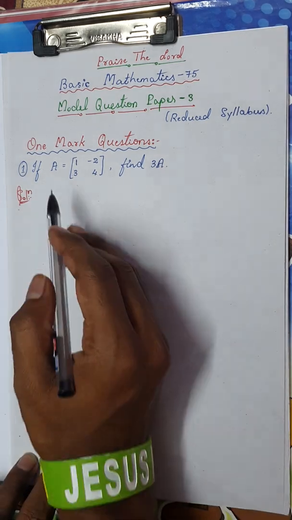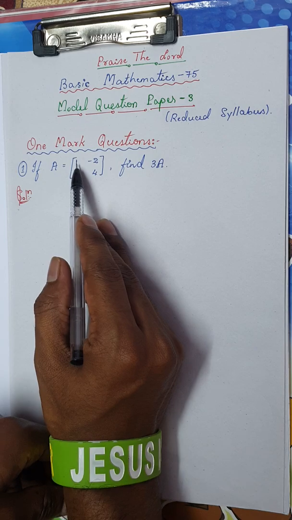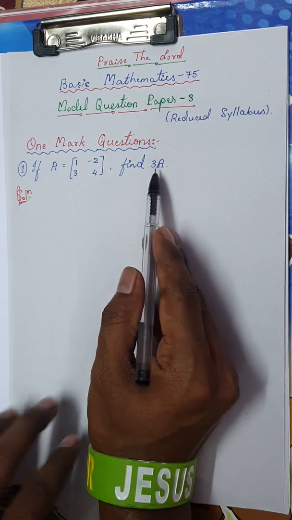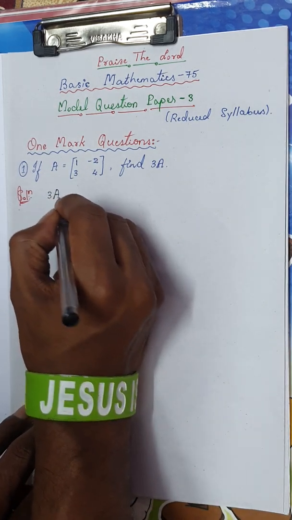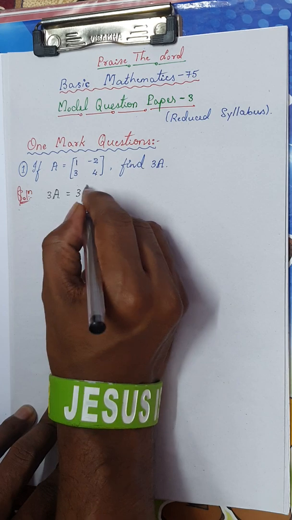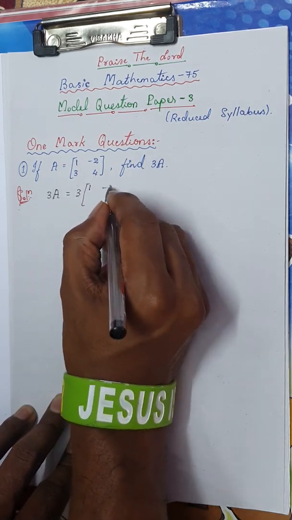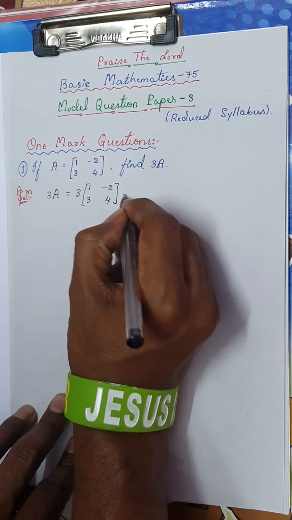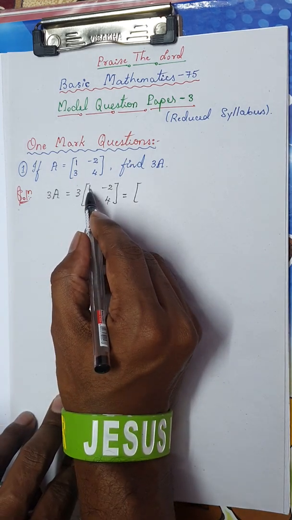The first question is from the chapter of matrices and determinants. If A is equal to [1 -2; 3 4], find 3A. Very simple question. I just want 3 times A. We all know scalar multiplication of a matrix is: take the matrix as it is, and multiply the scalar to each element inside.